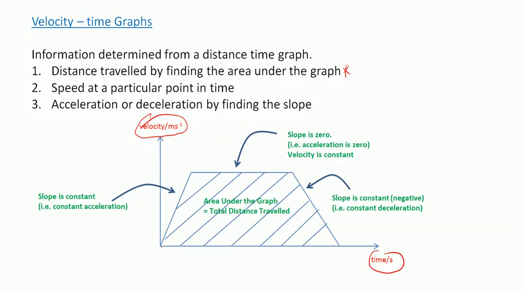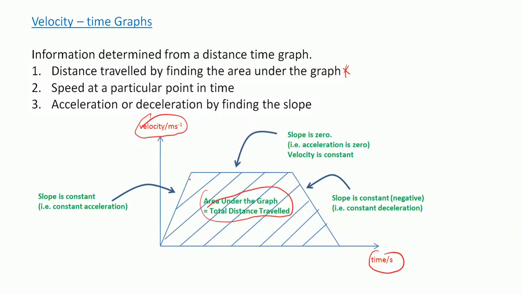Now if we want to determine the total distance traveled by this object, all we need to do is to find the total area under the graph, and this will give us the total distance traveled, right? So in this case, if we look at this graph here, the shape that we have is a trapezium, so we can find the area for a trapezium very easily.